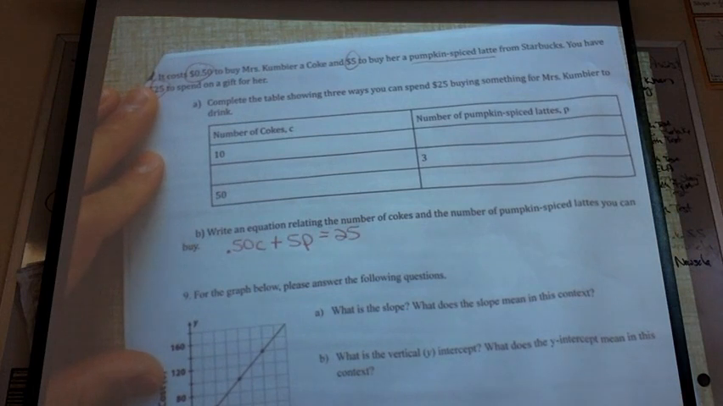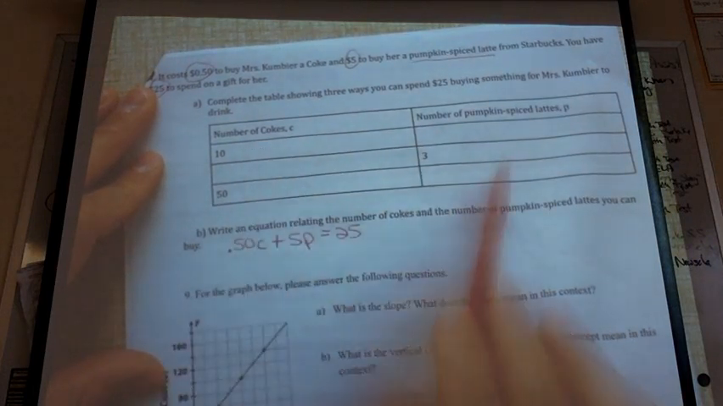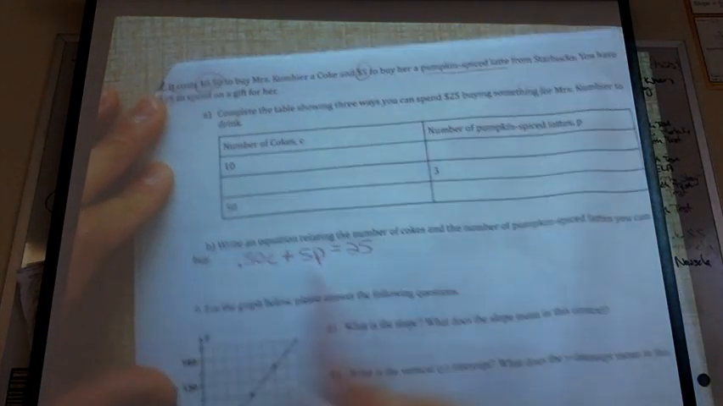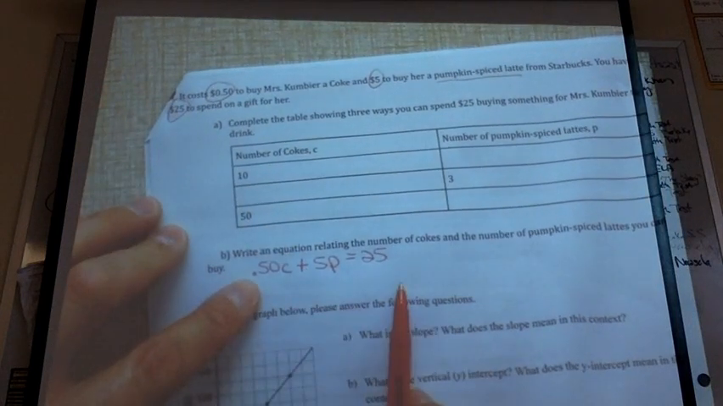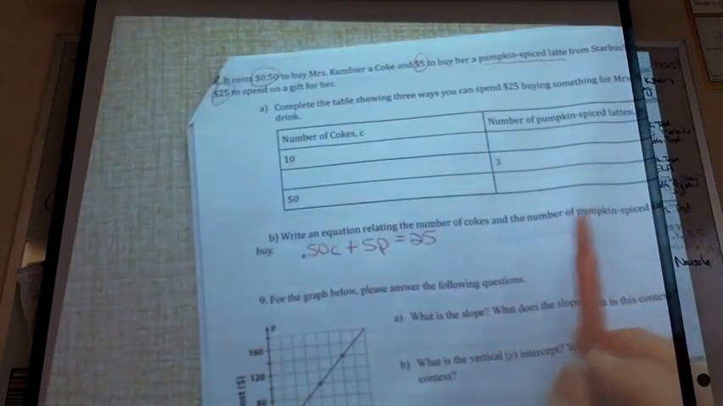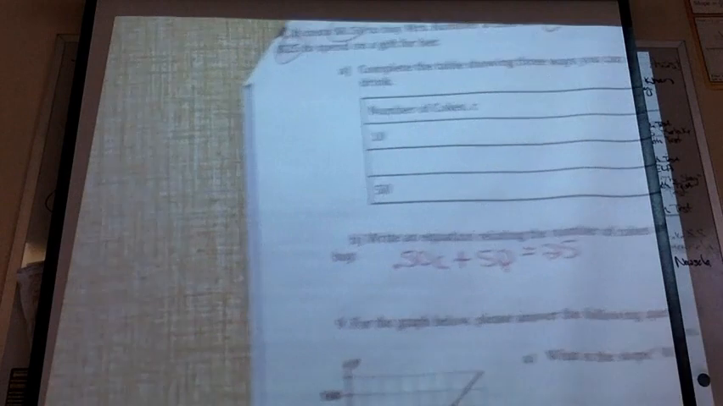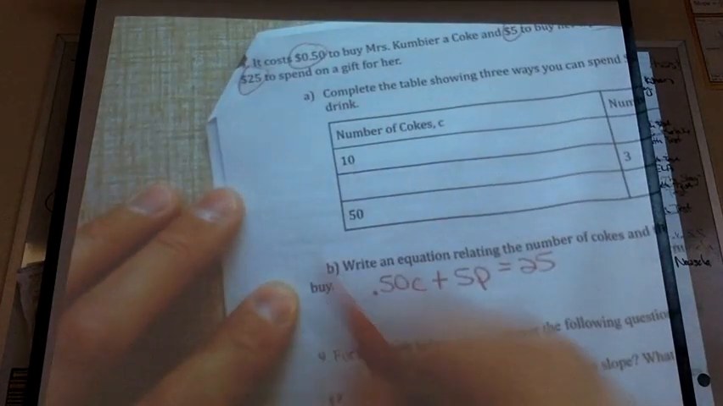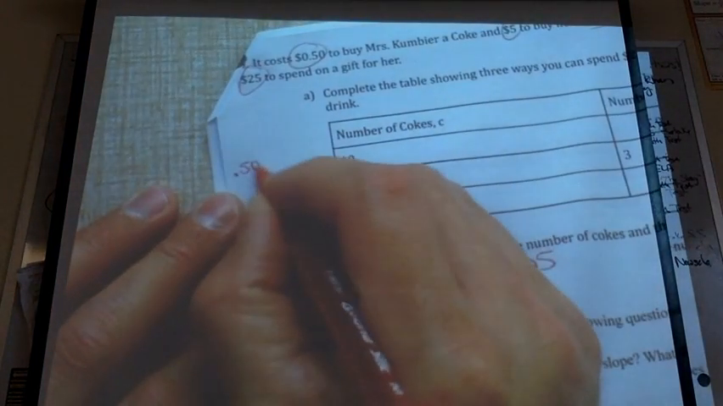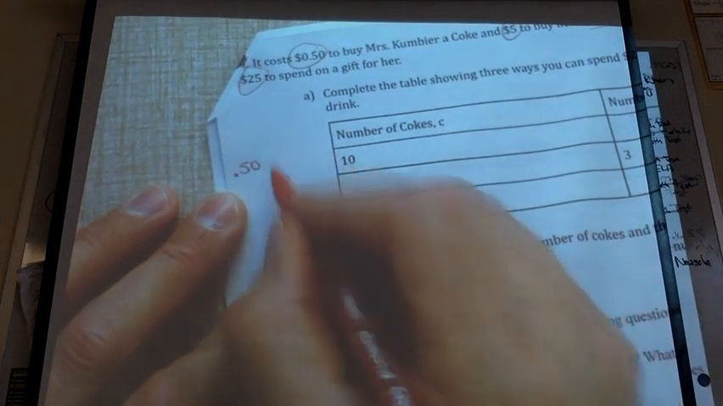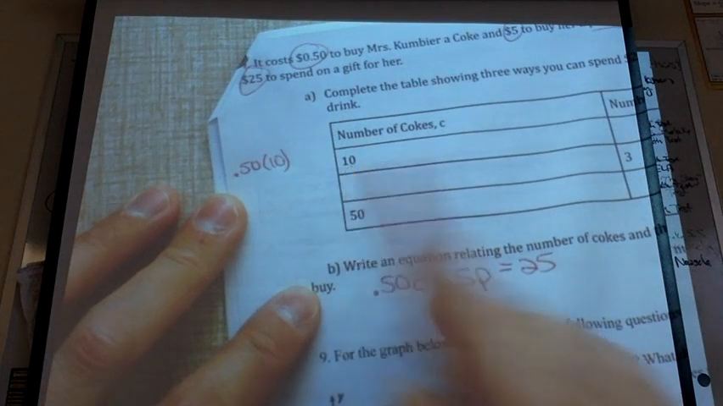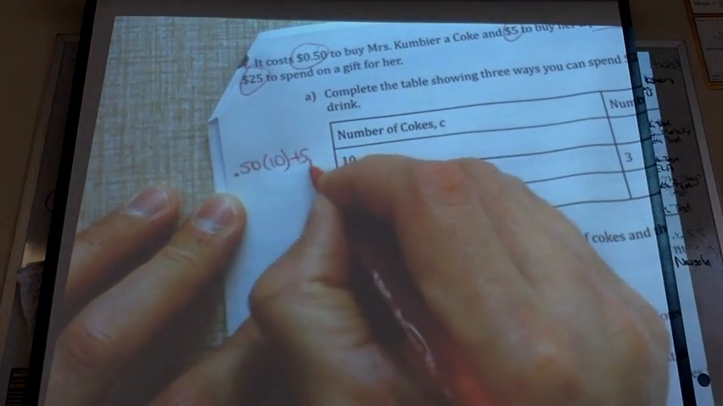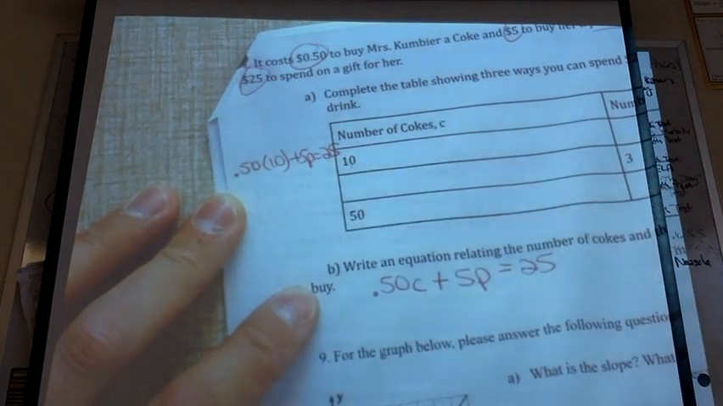So in this table, we're going to use this equation to solve our table. So if we had 10 Cokes, and we're going to use this equation, I'm going to write the work on the side here. We have to find out the number of pumpkin spice we can afford. So we have our equation, 0.50, this time we're going to write times 10, because there are 10 Cokes, plus 5p equals 25. There's our equation.